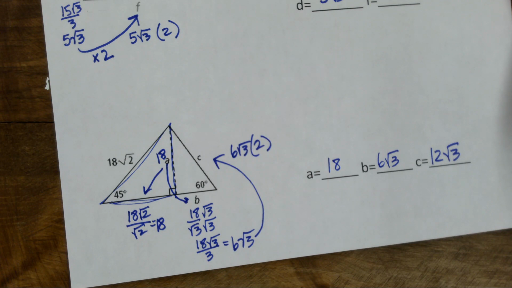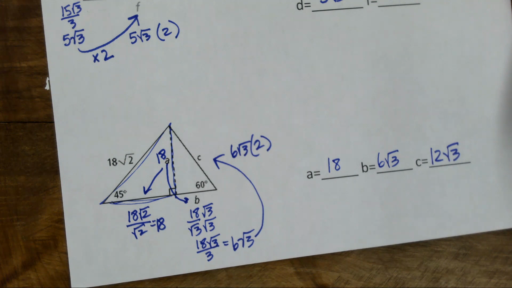So this is maybe a helpful tool. To get from the short leg to the long leg, it's times the square root of 3. To get from the short leg to the hypotenuse, it's times 2. If I want to go back, hypotenuse to short leg, divide by 2. Long leg to short leg, divide by square root of 3. So what do we know? We know what we're supposed to do. Times the square root of 3.